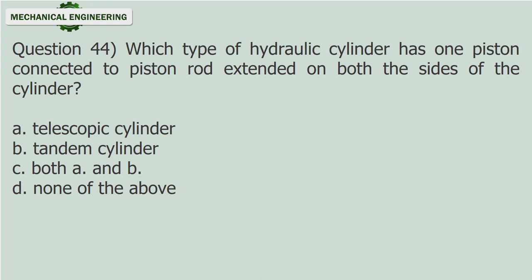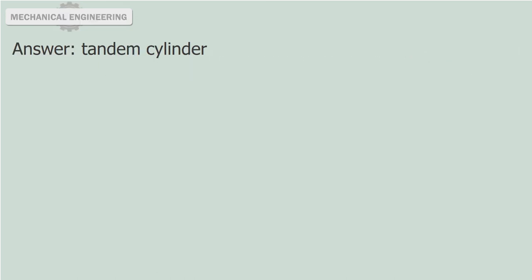Question 44. Which type of hydraulic cylinder has one piston connected to piston rod extended on both the sides of the cylinder? A. Telescopic cylinder. B. Tandem cylinder. C. Both A and B. D. None of the above. Answer: tandem cylinder.